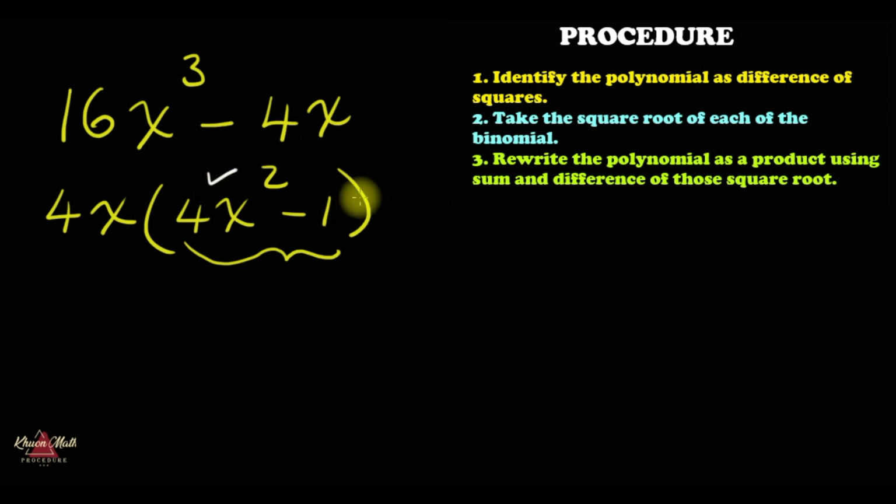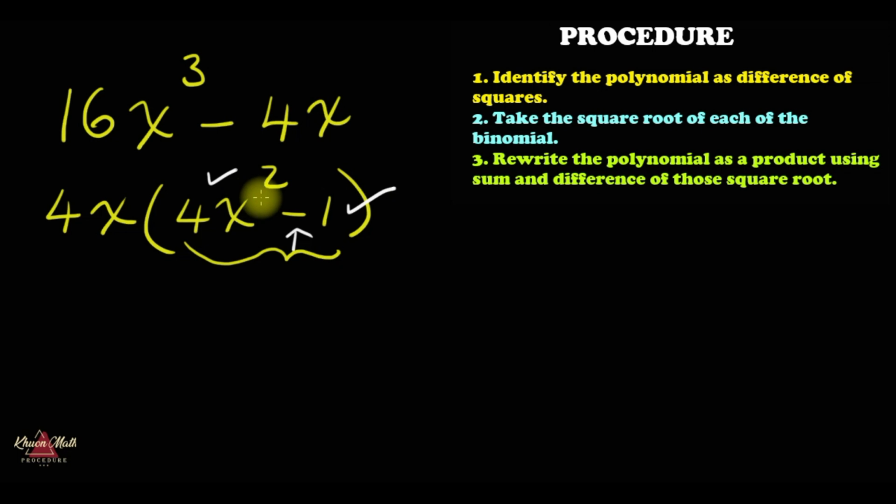Now, is 1 a perfect square? Well, yes it is. 1 times 1 is 1. So that's a perfect square and it's a difference. So this expression right here is a difference of two squares. So we have it. So step 1 is done.